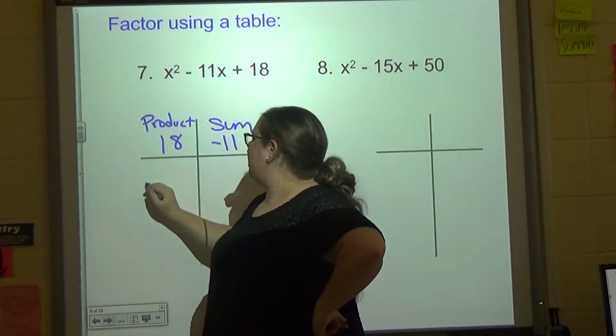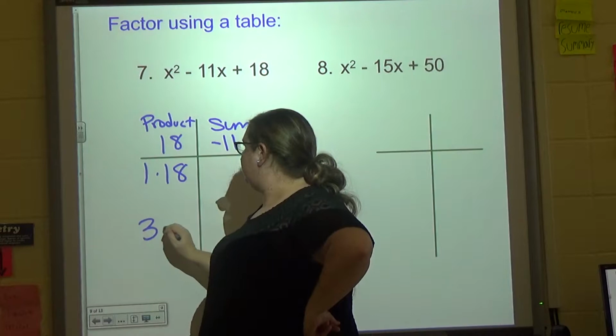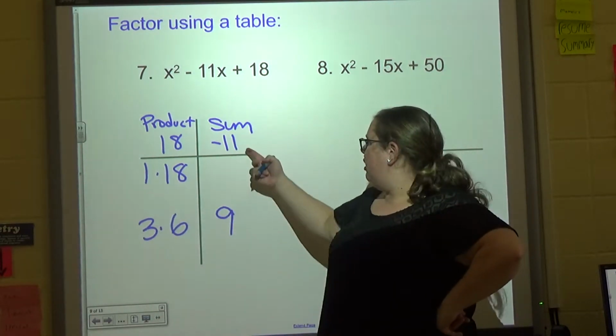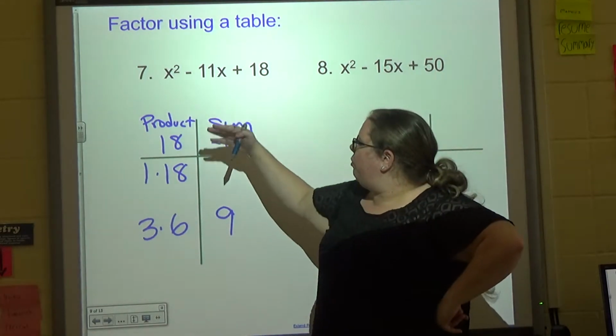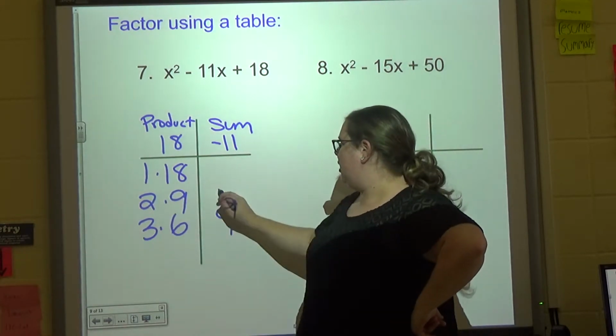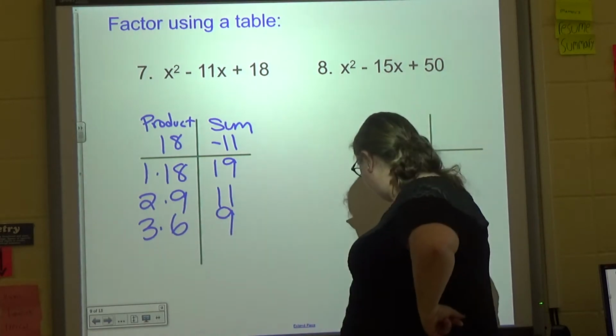So I see a lot of kids say, oh, 1 and 18 and 3 and 6. But that gives me 9. That can't be the answer. There's another set in there. Think about it. Start with 1, work your way up. Don't forget 2 and 9. A lot of kids will tell me that it's the 3 and 6. They forget about 2 and 9.